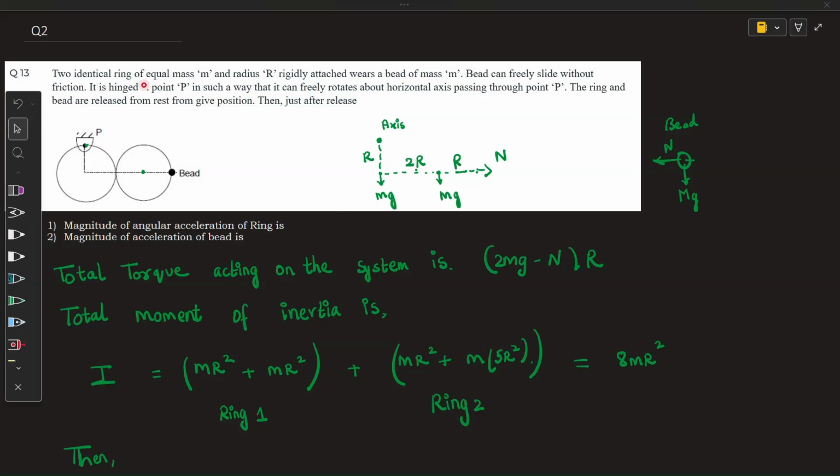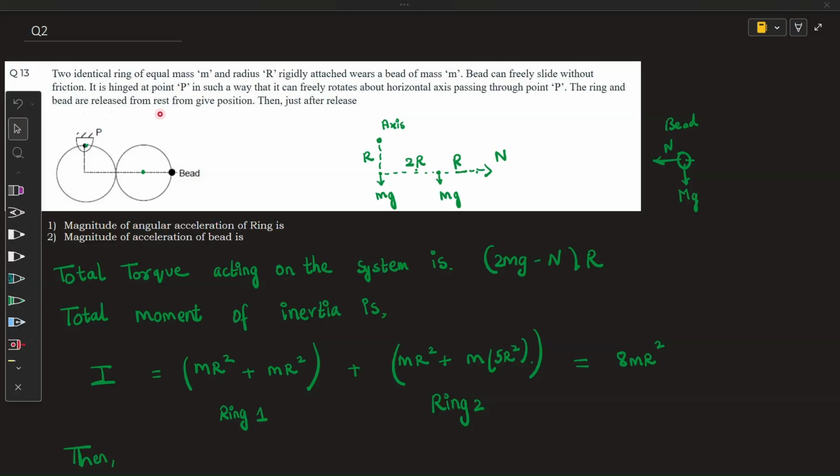Question number 2. Two identical rings of equal mass m and radius r are rigidly attached, wearing a bead of mass m. The bead can freely slide without friction. It is hinged at a point P in such a way that it can freely rotate about a horizontal axis passing through point P.